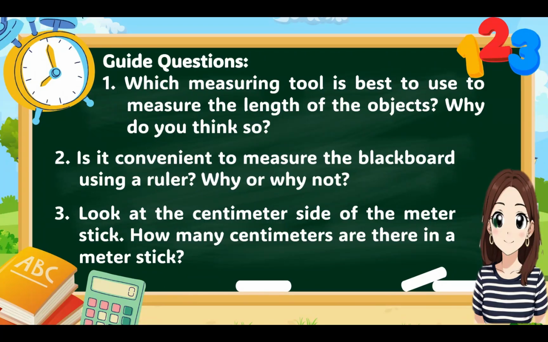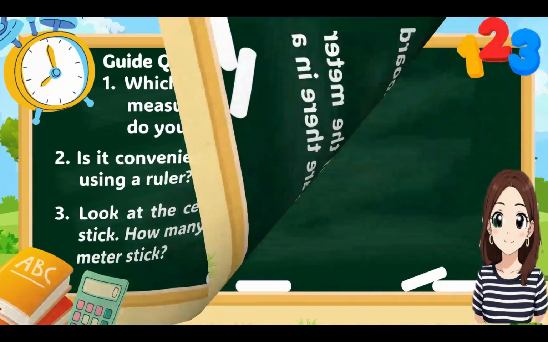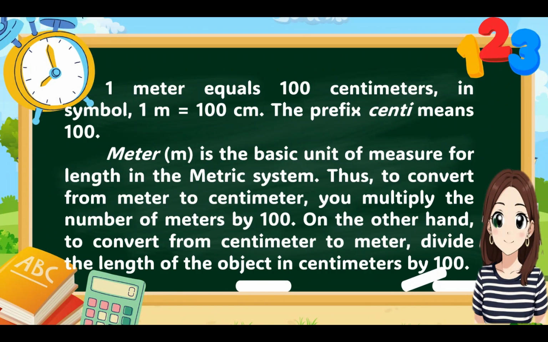Now look at the centimeter side of the meter stick. How many centimeters are there in a meter stick? Take note, 1 meter is equal to 100 centimeters. In symbol, that's 1 m equals 100 cm. The prefix centi means 100. Meter, represented by small letter m, is the basic unit of measure for length in the metric system. Thus, to convert from meter to centimeter, you multiply the number of meters by 100. On the other hand, to convert from centimeter to meter, divide the length of the object in centimeters by 100.